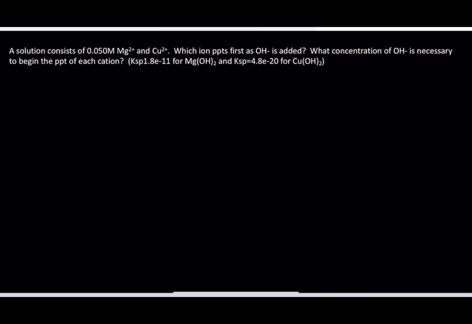All right. Next, finally, the last problem. A solution consists of 0.05 molar magnesium and copper. Which ion precipitates first as hydroxide is added, and what concentration is necessary? Okay, so we have KSPs. Really all we're doing is looking for what concentration of hydroxide is necessary, right? 1.8 times 10 to the negative 11th is equal to Mg times hydroxide squared. So this would be 0.05 molar times my hydroxide, which would be X squared.